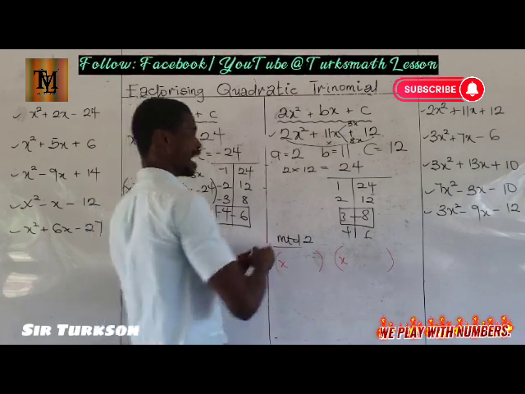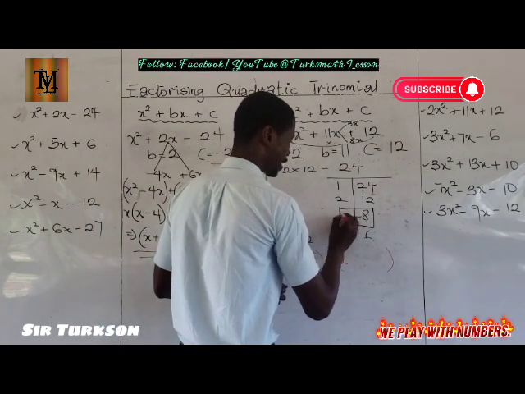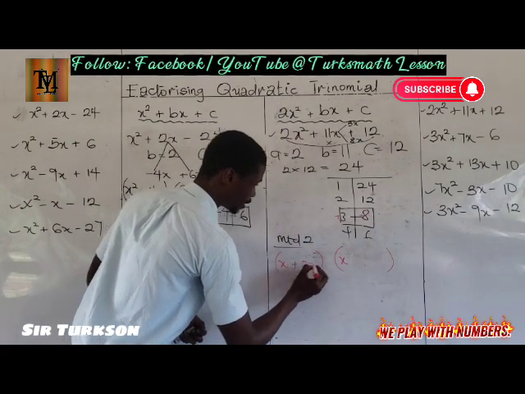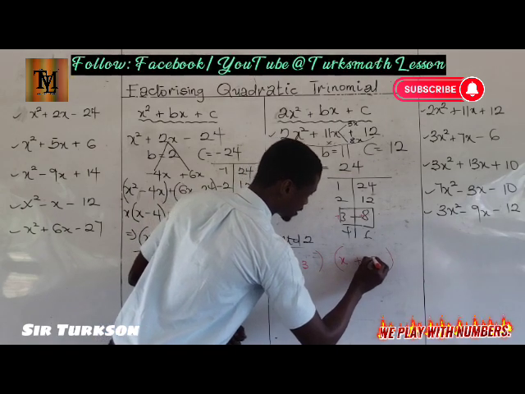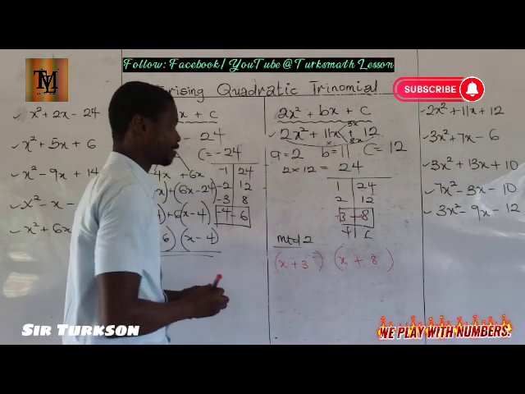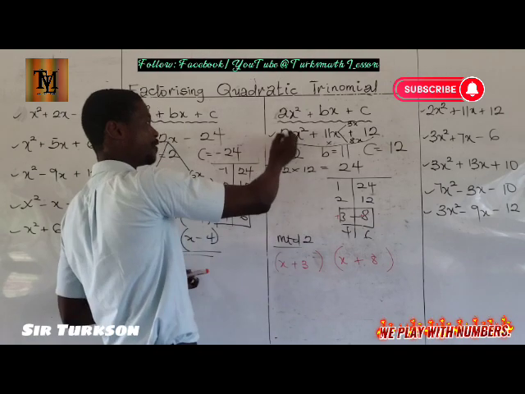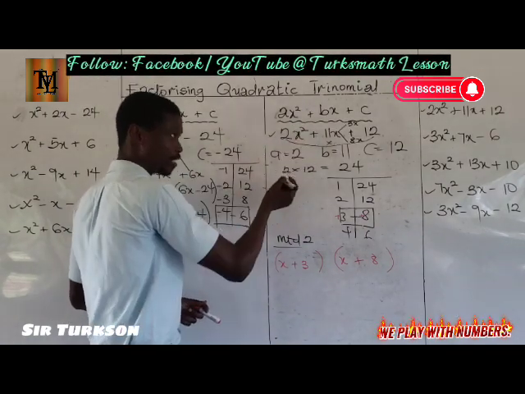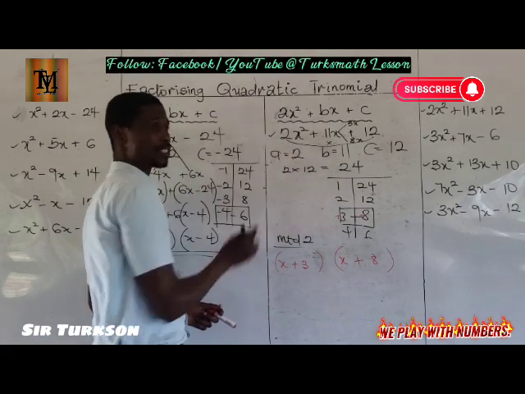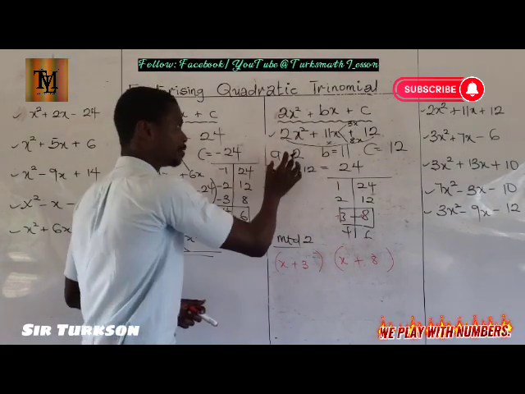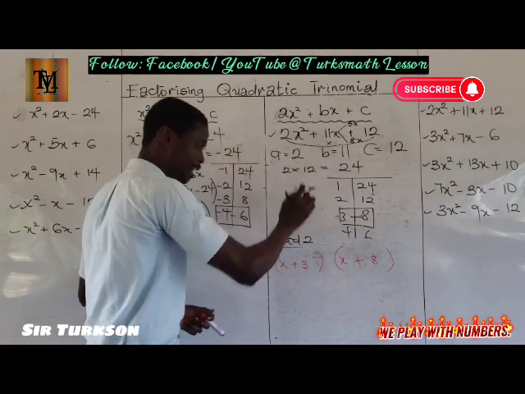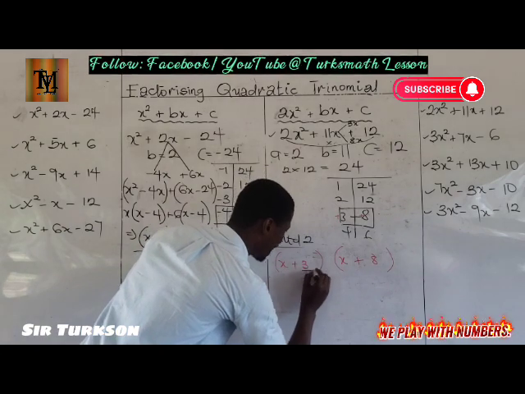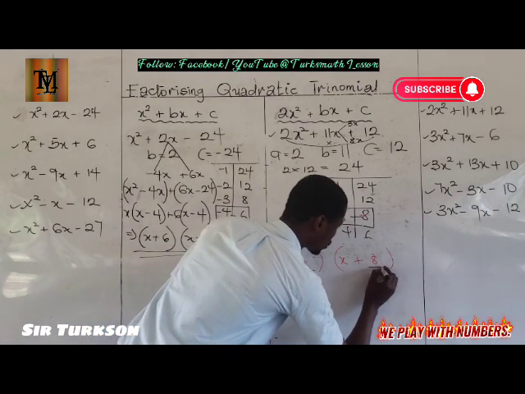Very good. So we have what? 3 plus 8. So x plus 3, then here x plus 8. So now divide them by the coefficient of x squared. And what is the coefficient of x squared here? 2. So you divide the constant here by 2, and this one again also by 2.